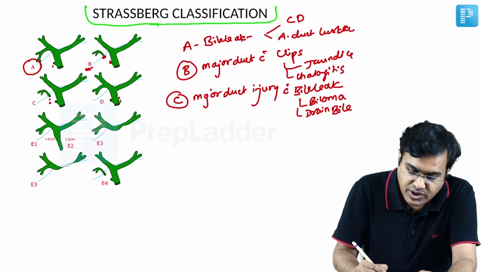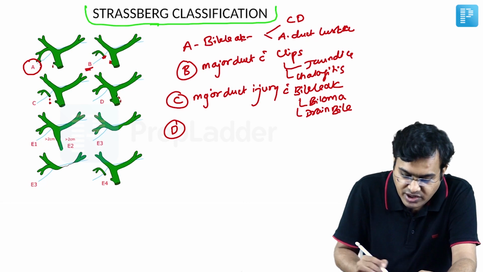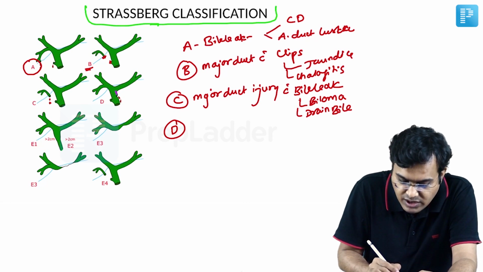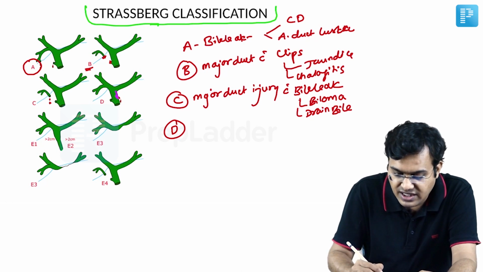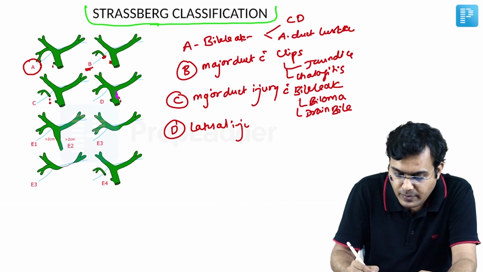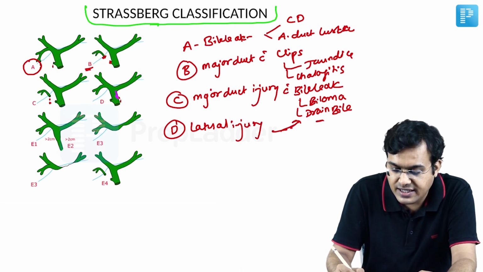Okay. Coming to type D. Type D is usually a lateral small injury over the bile duct. Here you can see there is a small lateral injury at this aspect leading to bile leak. So this is basically a lateral injury. It will again present with bilioma or bile leak.